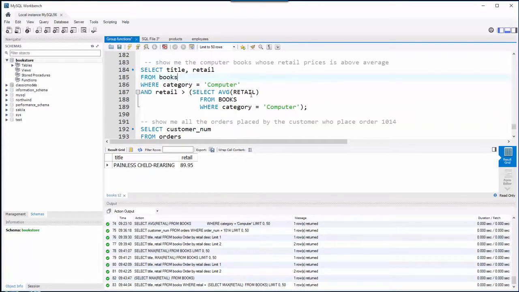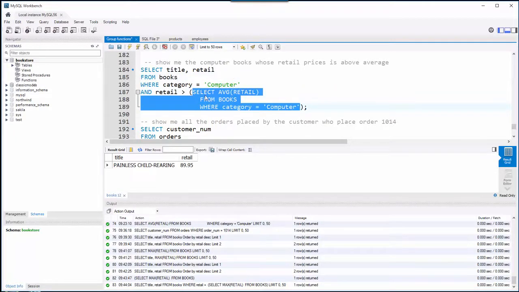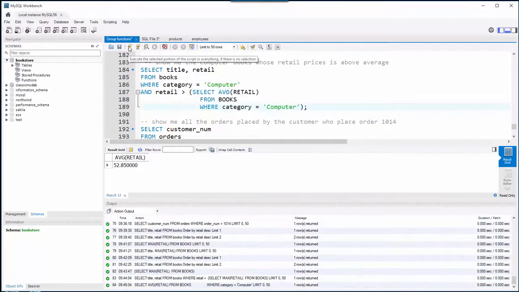And the first one is, well, what is the average retail price of computer books? So I'm going to go select average retail from books where category equal computer. And I can run that all by itself. So just that little piece I can run and I'll get a single number. There it is. That's the average retail price of computer books.